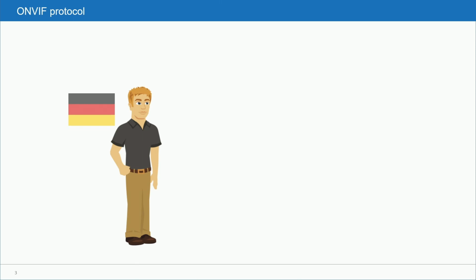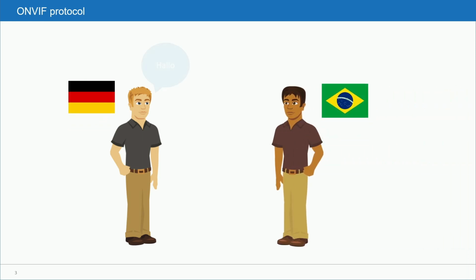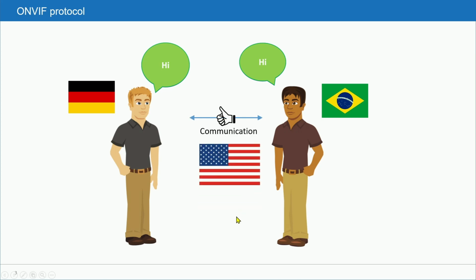Here I have a guy, he's from Germany, and here I have another one from Brazil. They're trying to communicate and they're speaking different languages, so the communication is not possible. So what they have to do, they can speak a different language. Let's say this guy is saying hi, this guy is also saying hi, and now the communication is good because they're speaking English, a universal language, right? So that's the same with the devices.